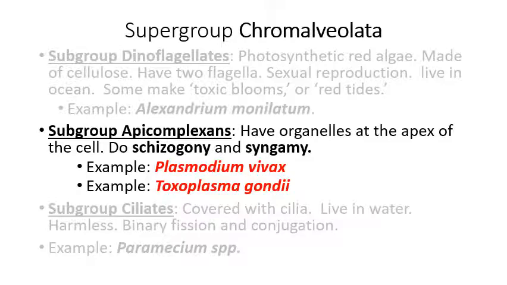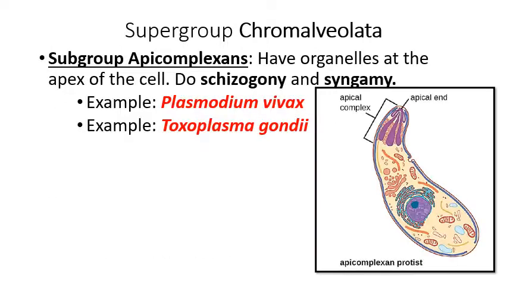All right, so here we have two examples of the apicomplexans, right? The Plasmodium vivax and Toxoplasma gondii, you know all about those. They have this complex of organelles and membranes at the apical surface. So these are called apicomplexans.